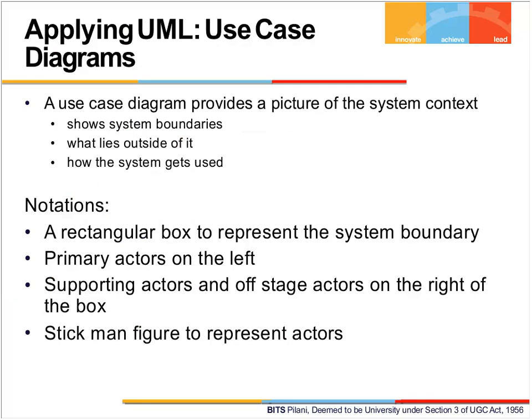So here we come to the notation. Your use case diagram provides a picture of the system. You have to draw a system boundary. All the use cases are inside the system boundary, which is drawn using a rectangle. All the primary actors are on the left, the supporting actors and offstage actors on the right, and every actor is represented with the help of a stickman figure, right?